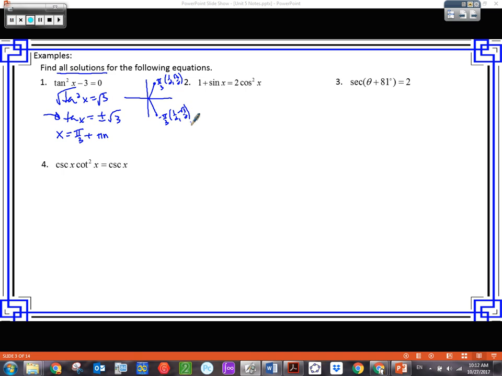Okay, so that yields the second solution. So x is going to be equal to negative pi over 3 plus pi n. So I have these two solutions.